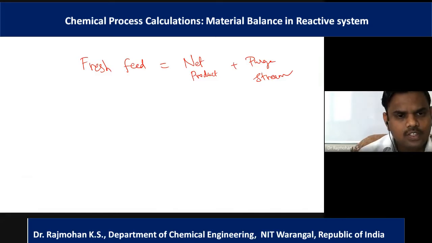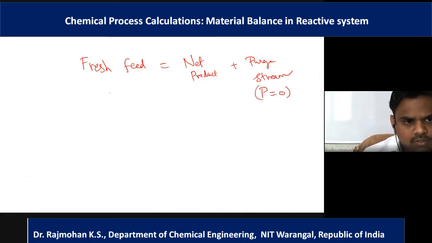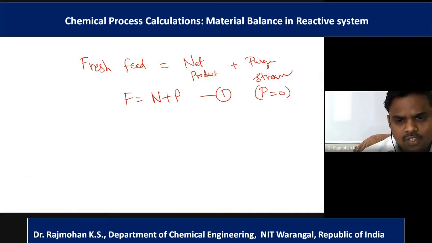If it is a continuous system, overall what is happening is, let me say this is 1000 kg moles, then it can be 800 plus 200. So this balance should match. And if the purge stream is 0, then P equals 0. We can say F equals N plus P is the first equation. But if P is 0, then simply F equals N, and the fresh feed is equal to the net product.